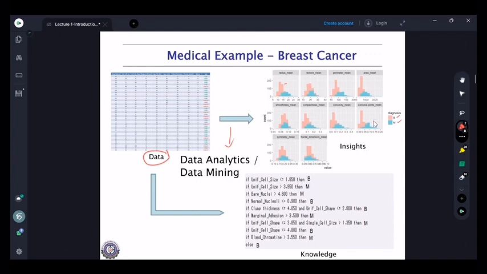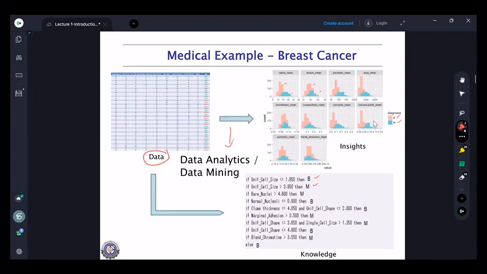and this other one, let's say, is green, for example. So there are two different colors based on the classification that we got from data analytics or data mining. This is the algorithm, and we can say this is knowledge. So if unit cell size is less than or equal to 1.85, then B. And for cell size more than 3.95, then M. So we can say these are knowledge, right?